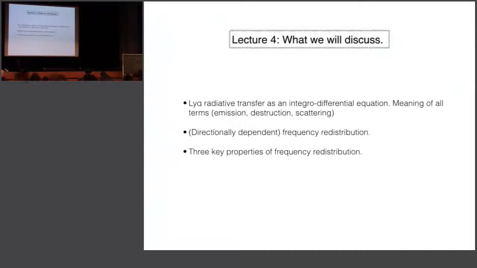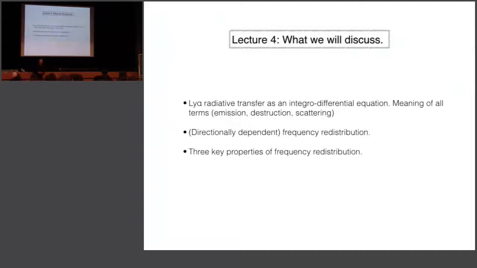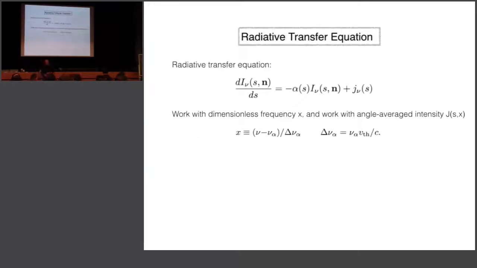I'll talk about Lyman-alpha radiative transfer as an integro-differential equation, and this is what makes the problem so complicated. We've actually talked about most of the emission processes already, and today I'll focus exclusively on the scattering term. Specifically, I'll talk about frequency redistribution and how it depends on direction, which is not often realized. And I'll talk about three properties of frequency redistribution which allow us to understand Lyman-alpha scattering basically and quantitatively very well. So that's quite a lot to promise.